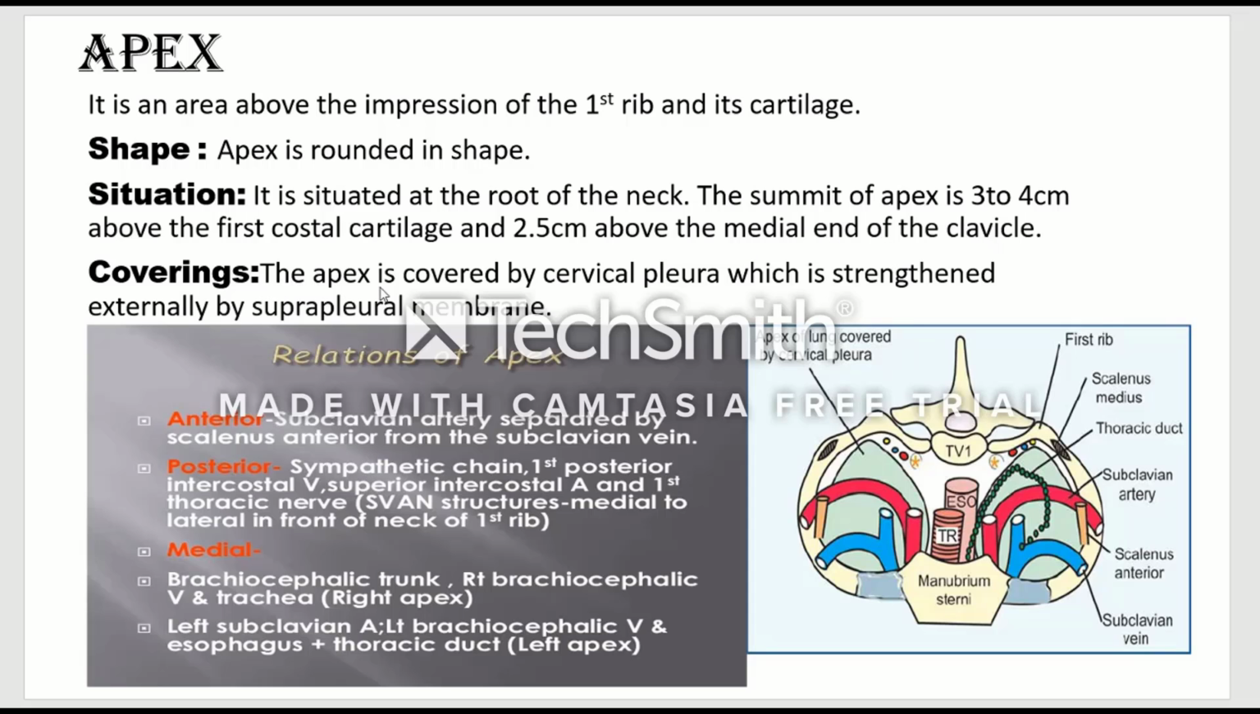And apex coverings, the apex is covered by cervical pleura, which is strengthened externally by the suprapleural membrane. Apex relationটা খুবই important. Anteriorly subclavian artery separated by scalenus anterior from the subclavian vein, and posteriorly sympathetic chain, first posterior intercostal vein, superior intercostal artery, and first thoracic nerve. And medially right apex এর ক্ষেত্রে থাকে brachiocephalic trunk, right brachiocephalic vein and trachea, and left apex এর ক্ষেত্রে থাকে left subclavian artery, brachiocephalic vein, esophagus, and thoracic duct.